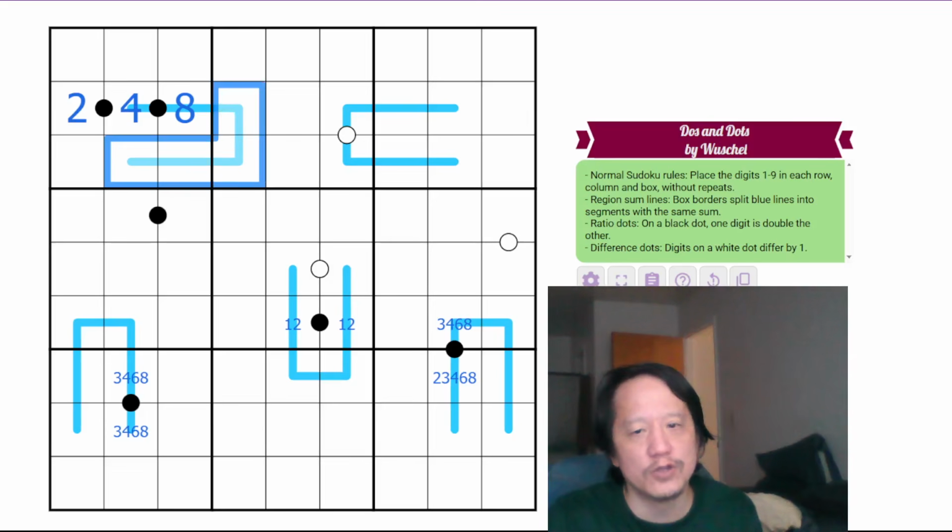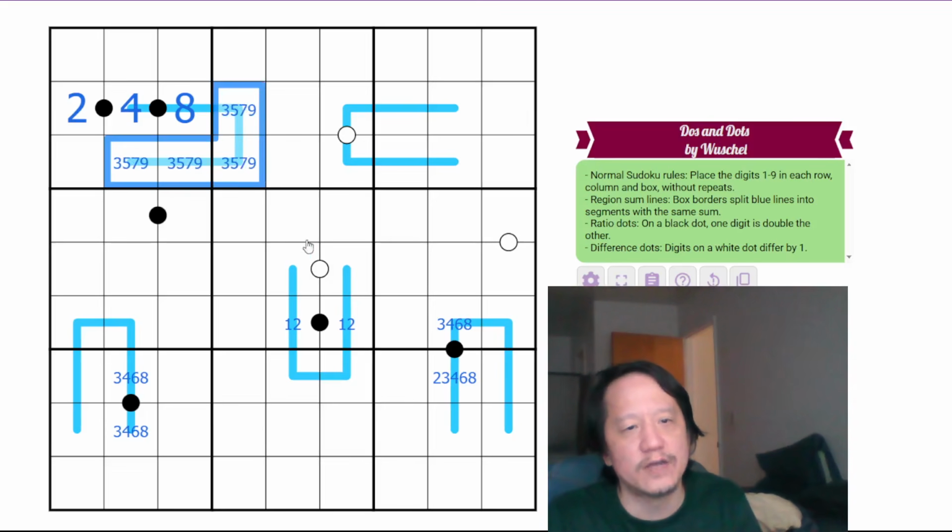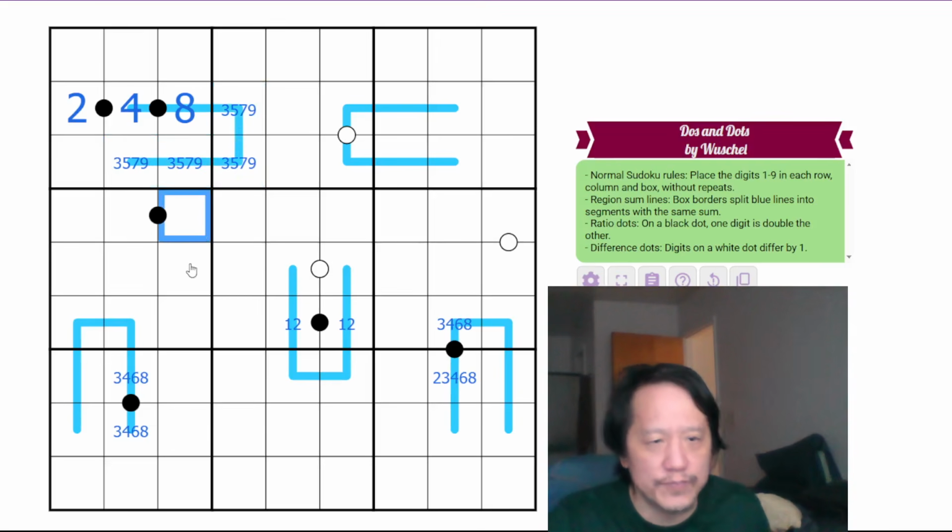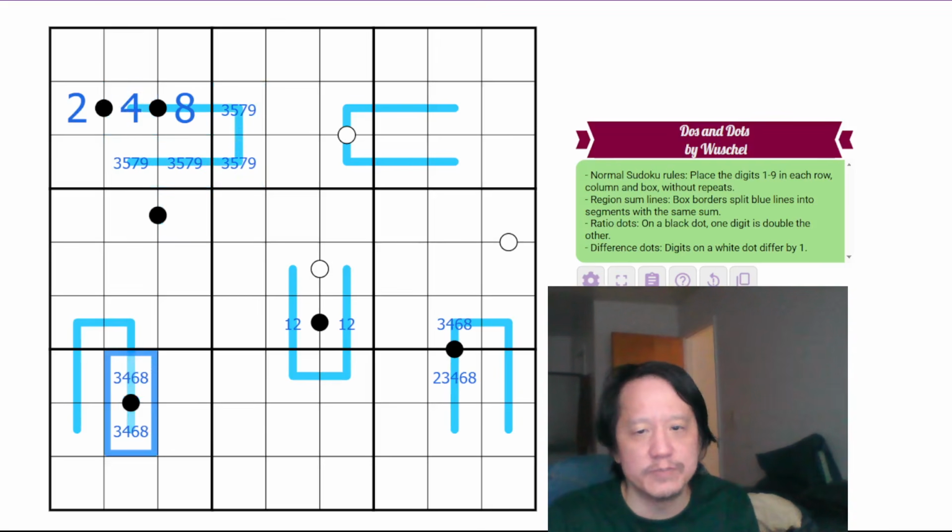This has to be a 3-9 or 5-7 pair, adding up to 12. 4 eliminates 4 as a possibility here, so this can't be 4-8. It's 3-6 as a pair to add up to 9. That eliminates 3 in the rest of the column. This must add up to 9. This must add up to 9.